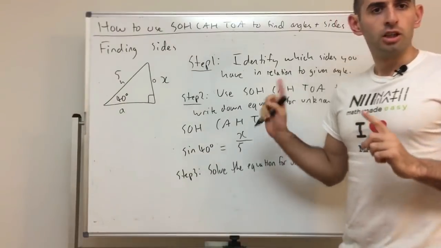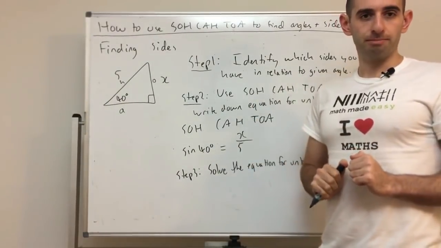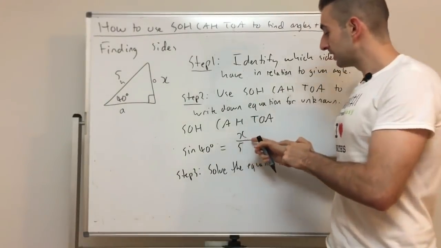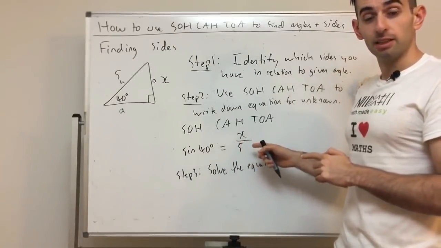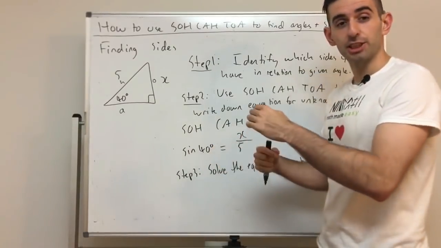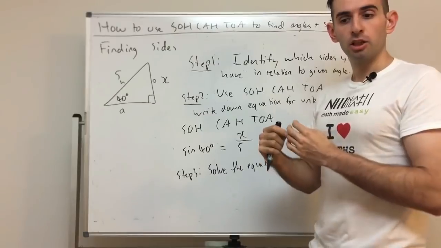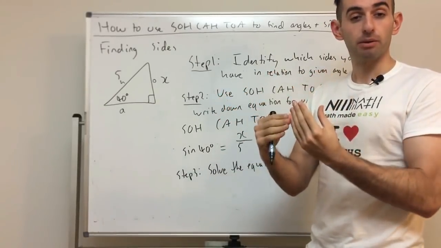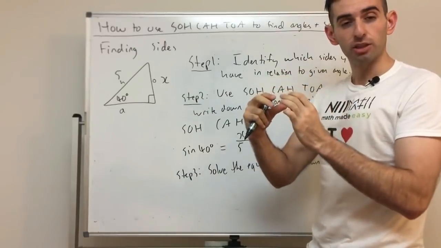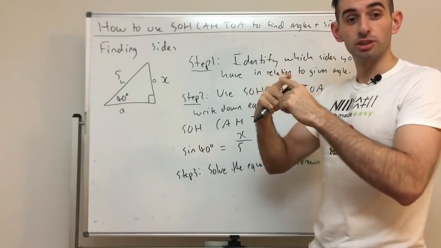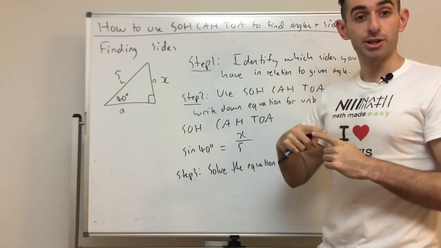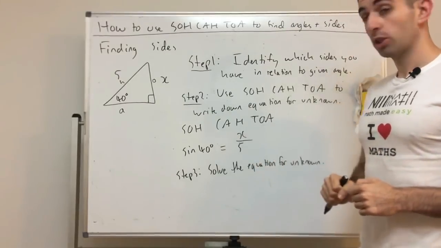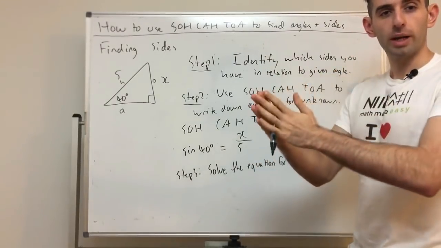Step 3, solve the equation for the unknown. So you see at this step, this is an equation to solve for x, because sine 40 degrees actually just represents a number, right? All these trig ratios just represent some kind of number, because a ratio just compares two sides. Now to solve this, we go back to equations.